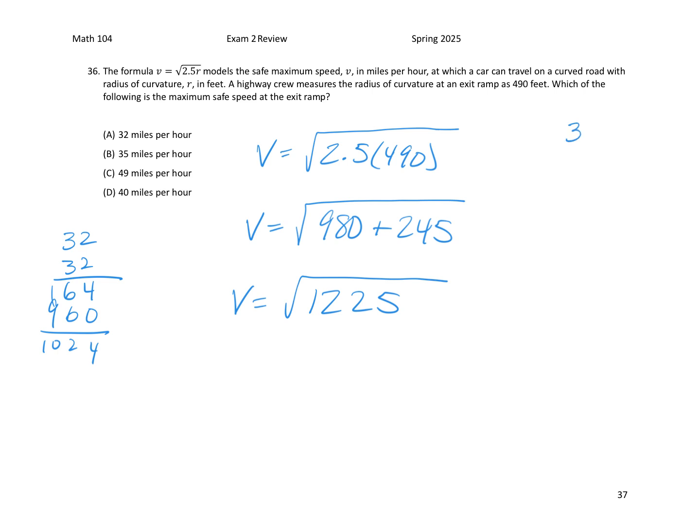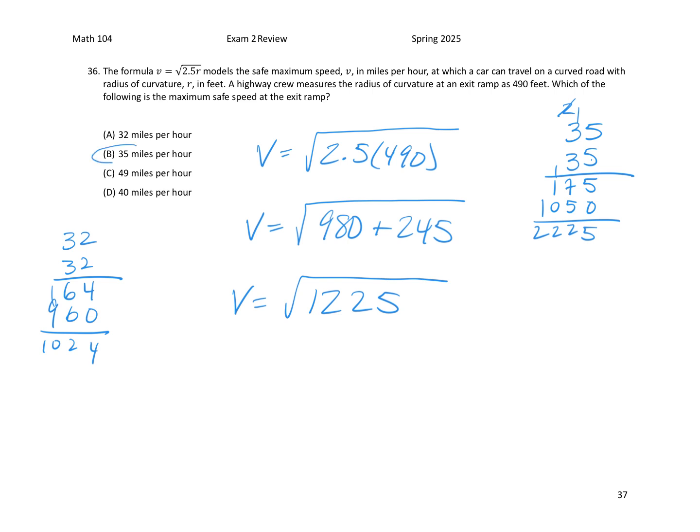Let's try 35. 35 times 35. 5 times 5 is 25. 5 times 3 is 15. I get 17. 3 times 5 is 15. 3 times 3 is 9. And 1 is 10. And that's 5.